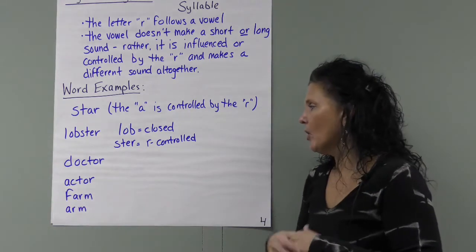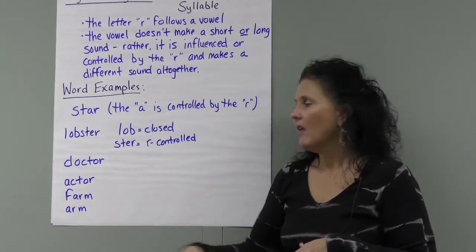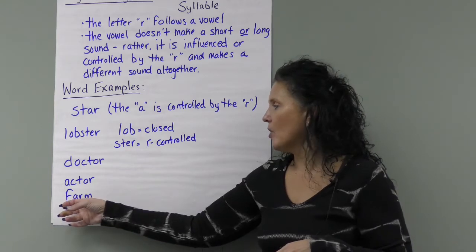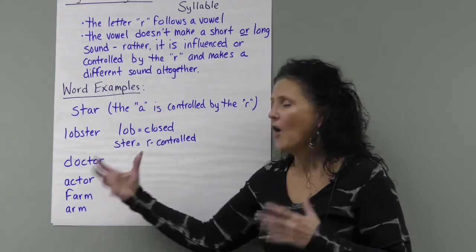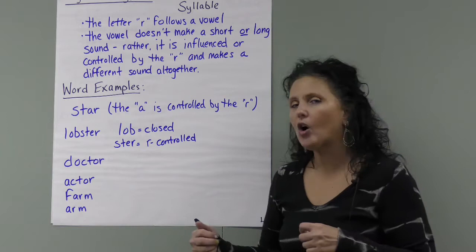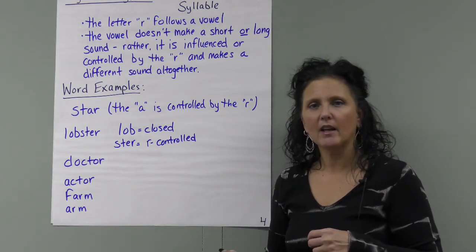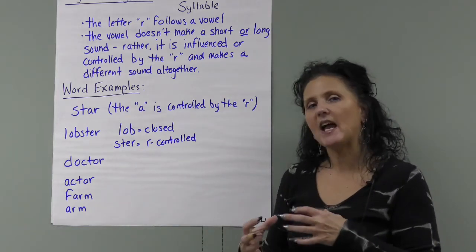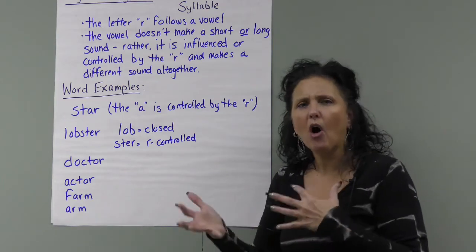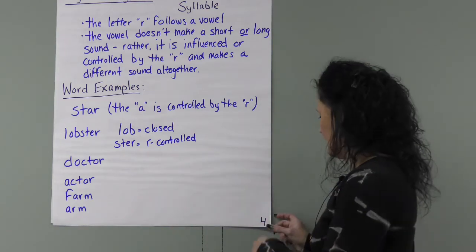And then we have other words like that. Farm. That A, we're not hearing A. We're not really necessarily hearing ah. Farm. We hear the R. Arm. We hear the R, right? It's masking that vowel sound. So it's called controlled. R is controlling our vowel in that instance.